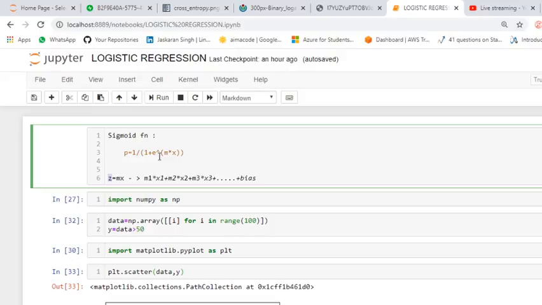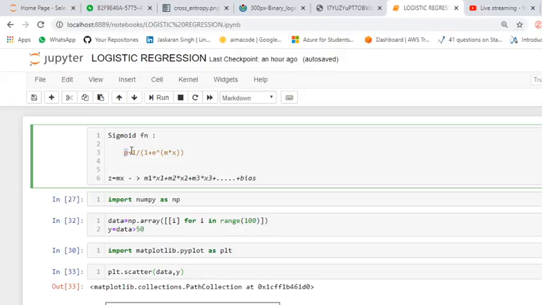So the aim is pretty clear here. We need to find these parameters m1, m2, m3 and bias in such a way that when the input features are multiplied by these weights and then passed through a sigmoid function p, the value for the true labels should come out to be nearly 1 and for the false labels nearly 0.